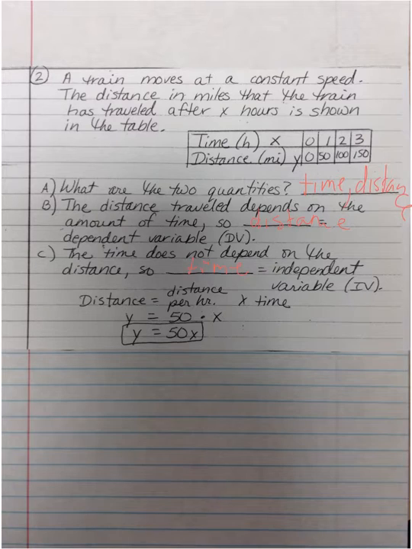So then to create an equation, we would say the distance is y. So the distance, which is what we're looking for, equals the distance per hour times the time. So distance is y and equals the distance per hour, which is 50 miles per hour, times the number of hours, or the time, which gives you 50 times x. So y equals 50x is the equation.